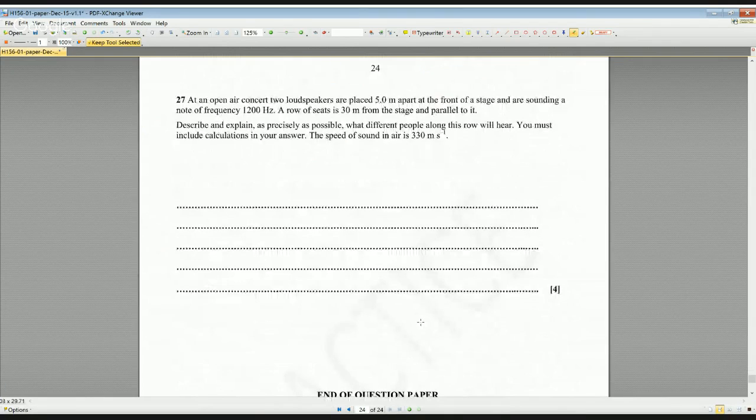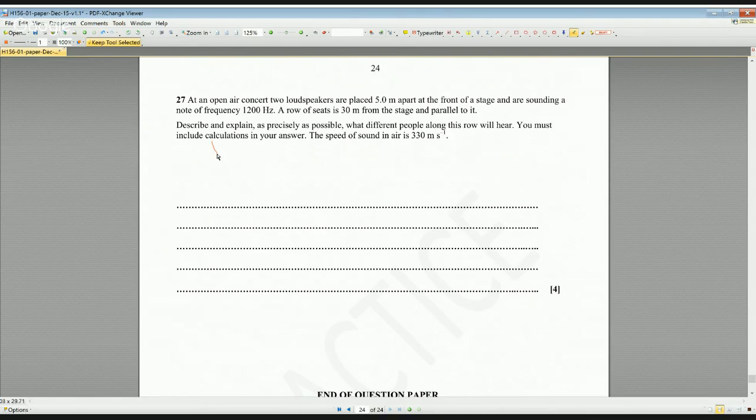Finally, question 27. An open air concert, 2 loudspeakers are 5 meters apart at the front of the stage, and they're producing a note of the frequency 1200 hertz. A row of seats is 30 meters from the stage and parallel to it. This is a Young double slit experiment, albeit one that's using loudspeakers instead of the slits.